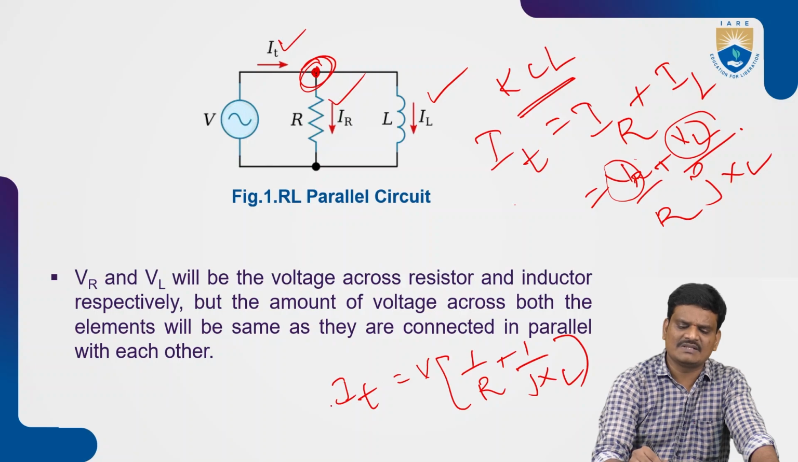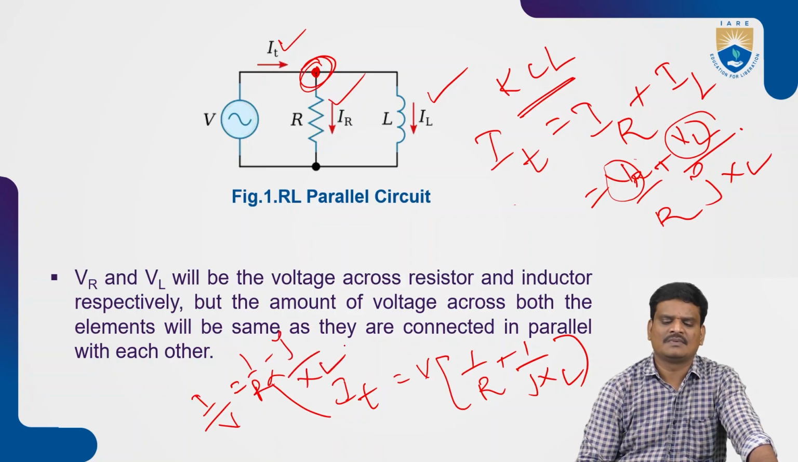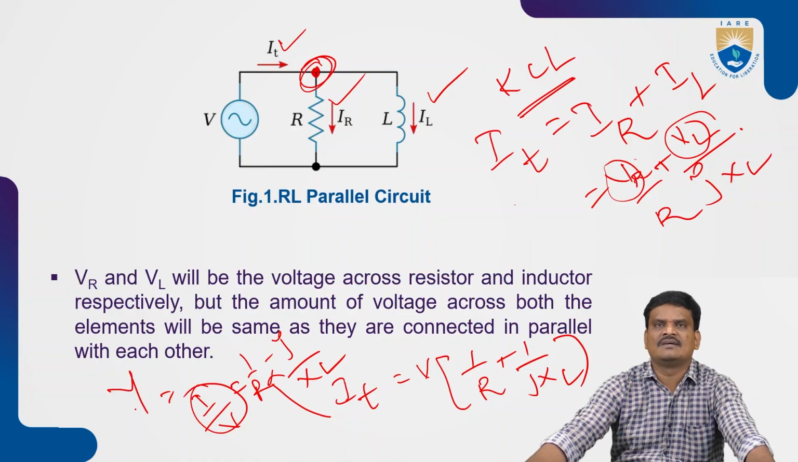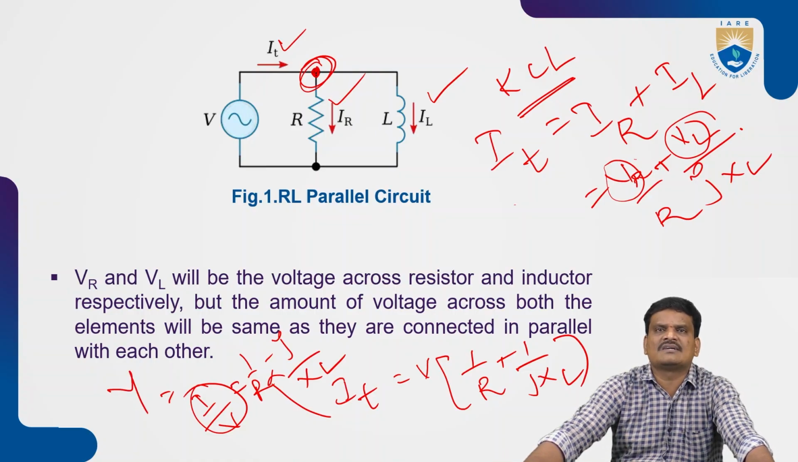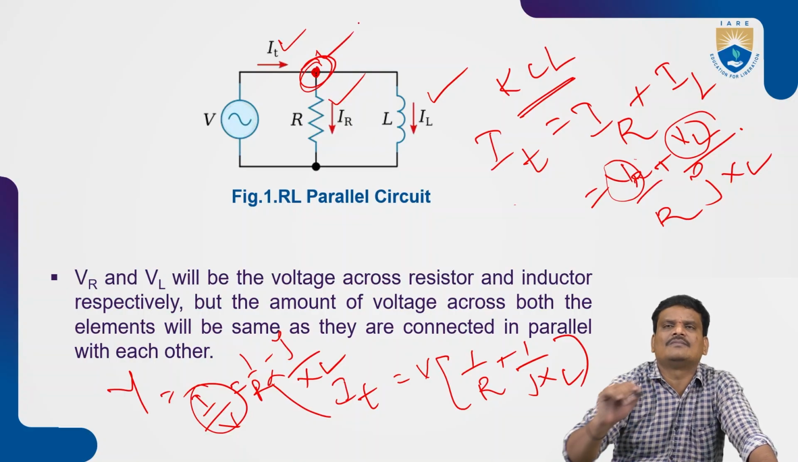Then I can rewrite the same expression as I by V equal to 1 by R minus J by XL. And I by V is nothing but what? It is generally considered as the admittance. This is how you calculate the admittance of the circuit, by using the expression I got by applying KCL at this particular node.